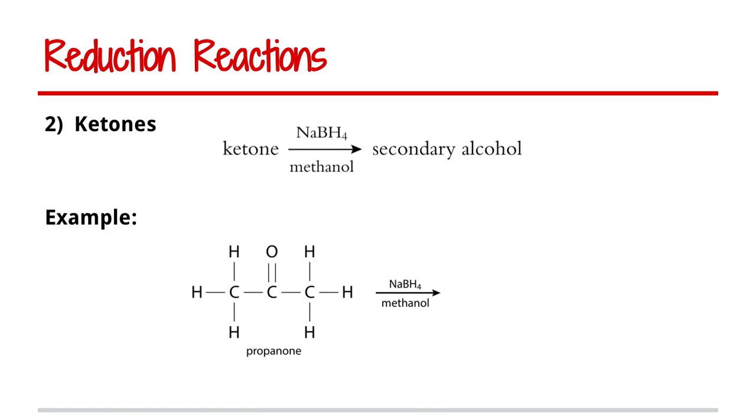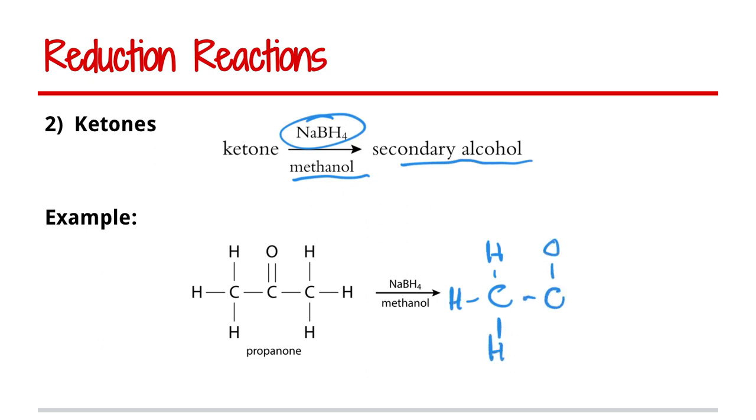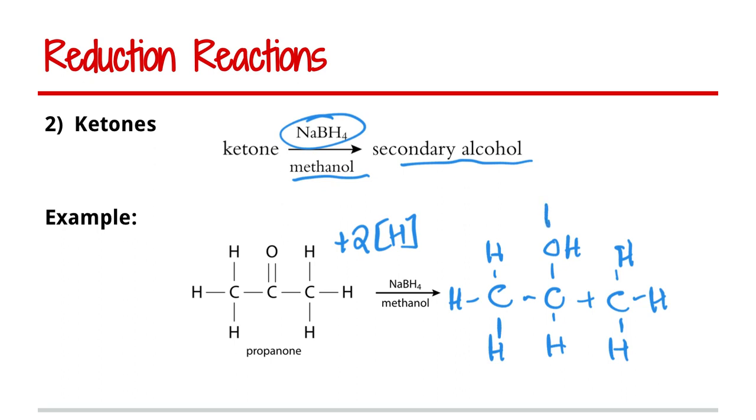Now ketones, when ketones undergo reduction with a reducing agent in methanol, they're going to produce a secondary alcohol. So in this particular example with propanone, where the double bond O is, we're going to create an OH and an H, and we're not creating another CH3 here, that one's there. Again, if you wanted to balance it, you can add in the 2H there, and that is creating our secondary alcohol here, which is propan-2-ol.